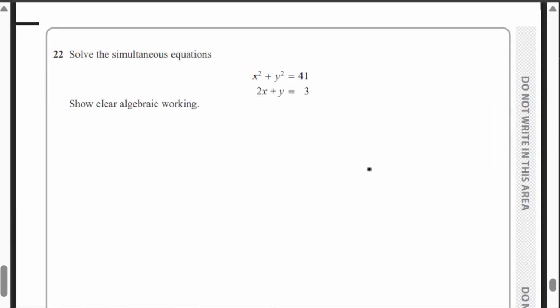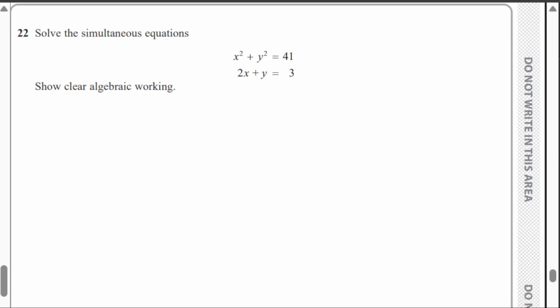Now let's look at question 22. Quadratic simultaneous. That's fun. Let's do it.